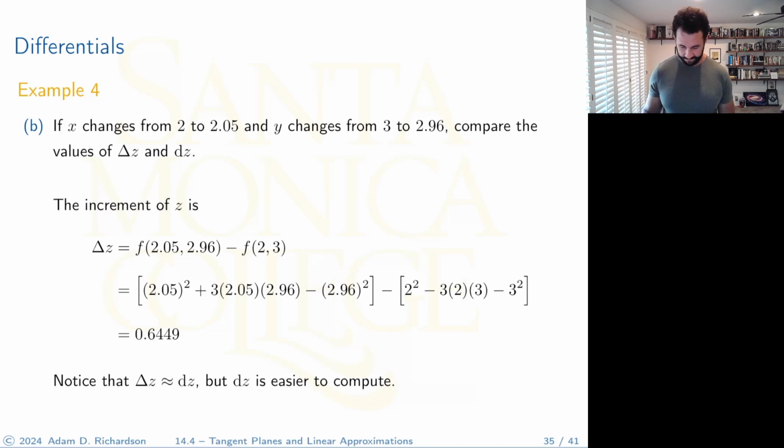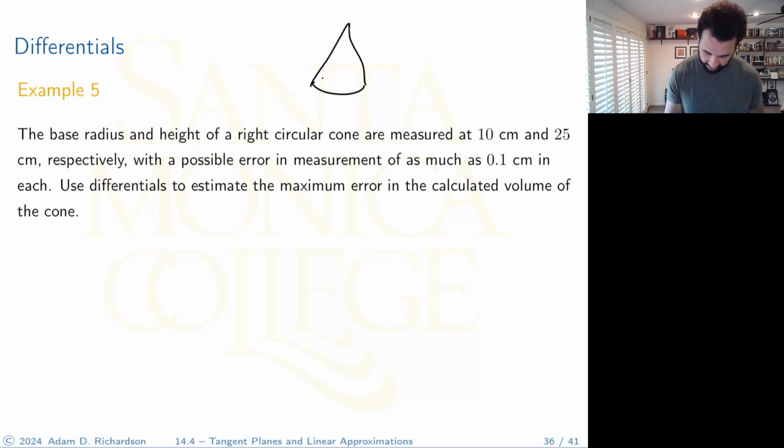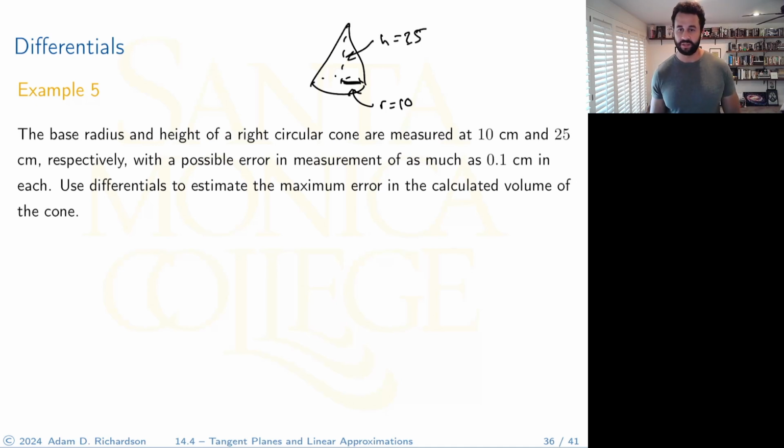Right. Let's do another example. Here's a fun one. The base radius and height of a right circular cone are measured at 10 centimeters and 25 centimeters respectively. So we've got a cone, the radius is 10 centimeters and the height is 25. Here's the picture. Here we go, right circular cone, radius is 10, height is 25. That's what we're looking at.